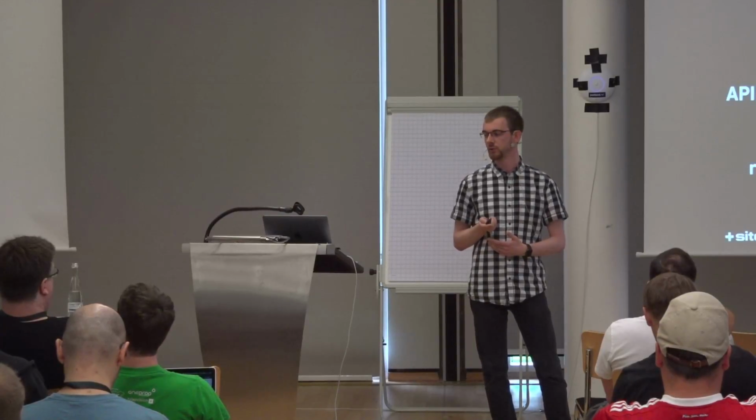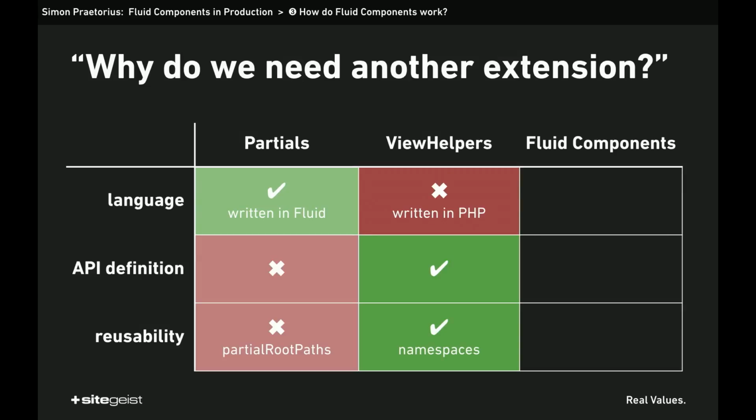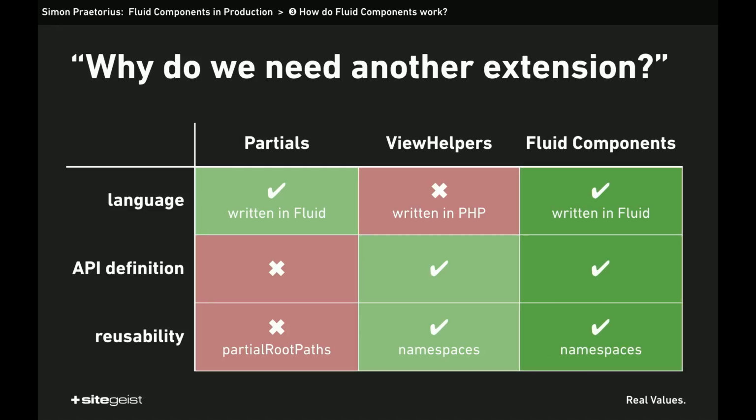Next, how do view helpers do in that? Well, they have two check marks. It's better than before, but they are written in PHP, so front-end developers can't really deal with that. They want to focus on the markup part and not write PHP. So what we thought about is, can't we combine those two? And that's how we thought about Fluid Components.